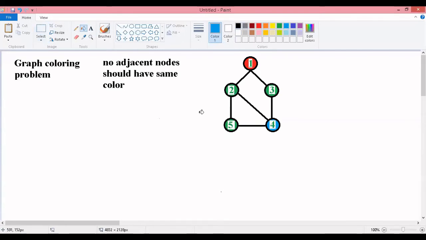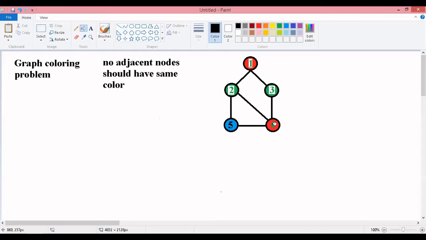So I will use some other color, blue. If I color it with blue, the problem I am facing is that node 5 and node 4 are colored with the same color. So again it is wrong. So I use some other color, red. I can use red or some other color. If there are more colors, I can use any color. But if there is a limitation in colors, then I have to follow some procedure.